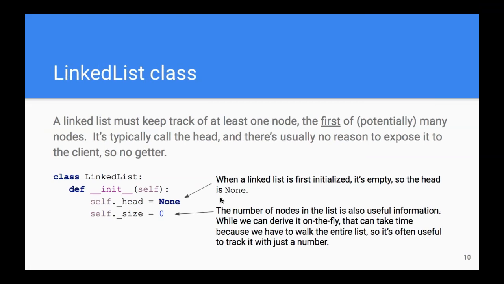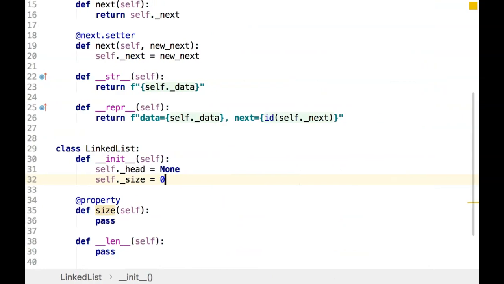Now, when we actually want the size, one way is we can just count the number of nodes when we need the size, right? But that typically takes a while, especially if your linked list has, I don't know, 1 million nodes. That would take a while to count all of them. So we'll just keep track of the size as a number so that we can quickly return it.